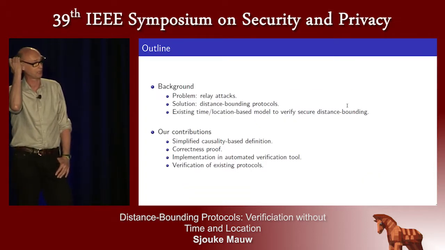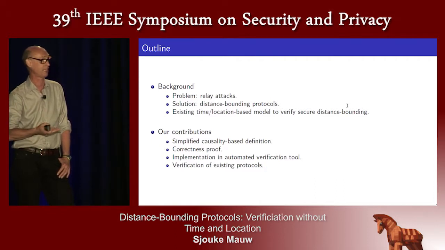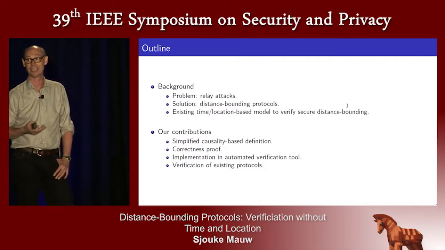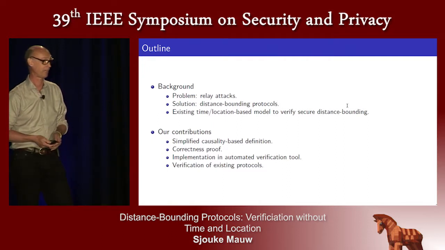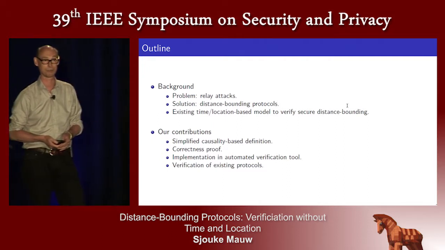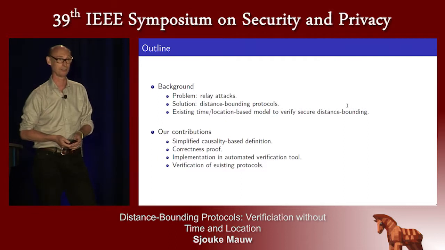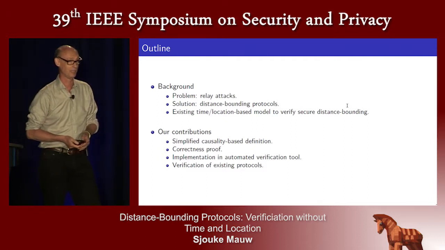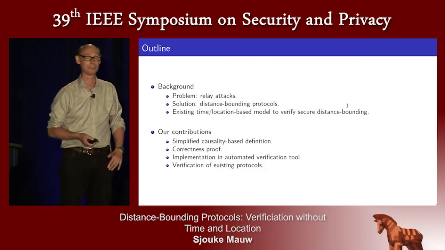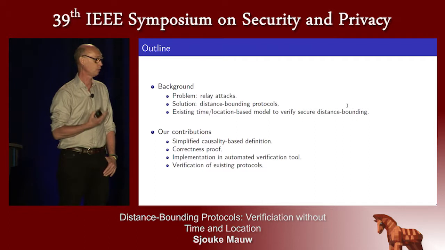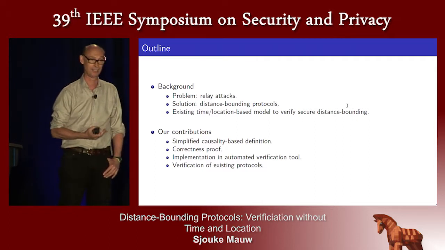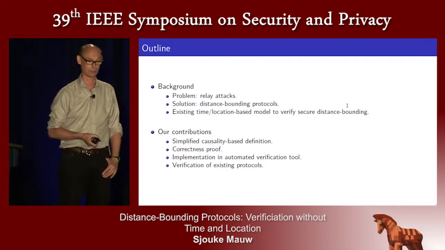I will have two parts. In the first part, I will recap some existing knowledge that is needed to interpret our new results. And then I will come to our results, which is in fact a simplification of current analysis models of distance bounding protocols. And the simplification boils down to doing away with time, doing away with location, and only looking at the order of the events in the execution traces of the protocol.